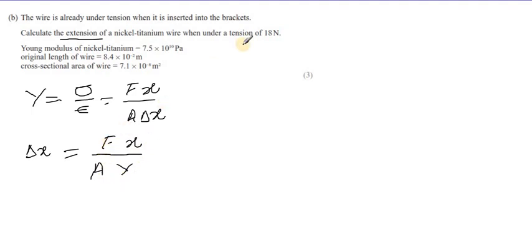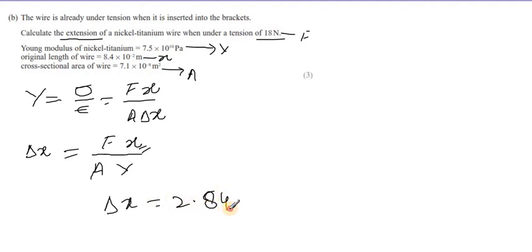Force is the tension, which is 18 Newton. x is the original length. This is F, this is x. Area is this, and this is your Young modulus. You can substitute all the values and calculate delta x. So delta x would be equal to 2.84 times 10 to the power minus 4 meter, because it is an extension.